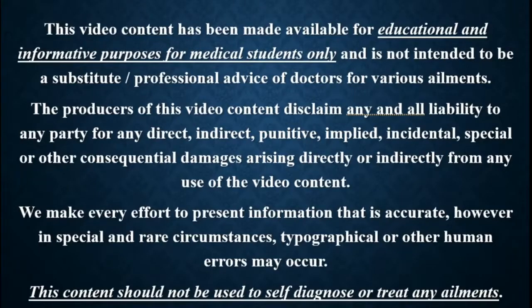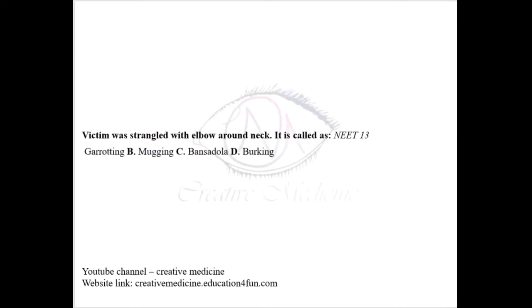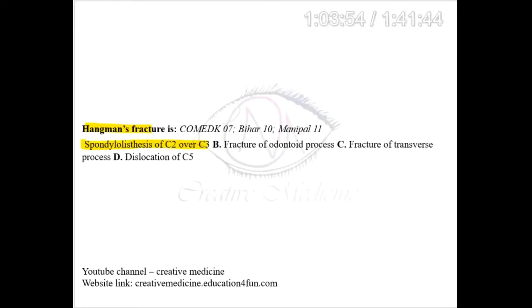In this lecture, we will learn about Hangman's fracture. Hangman's fracture causes spondylolisthesis of C2 over C3. In Hangman's fracture, it is typically seen when the knot is at the chin. Hangman's fracture is a fracture dislocation of C2 and C3 level. It is a bilateral fracture of either pedicles or lamina of C2.